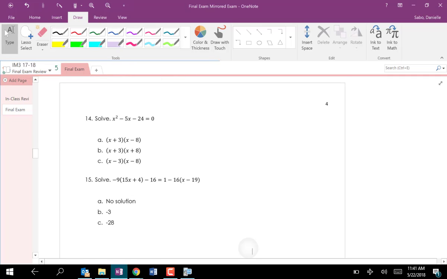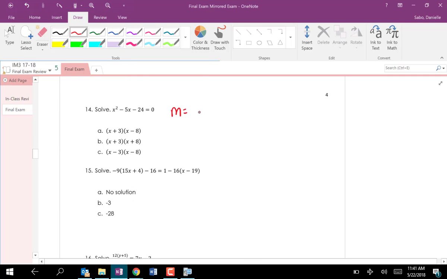Same thing. This is what multiplies to negative 24 and adds to negative 5. What two numbers multiply to negative 24 and add to negative 5?